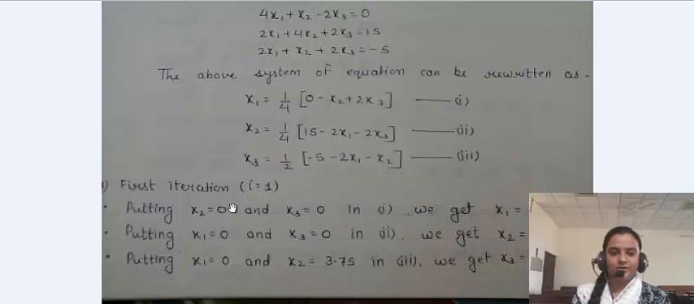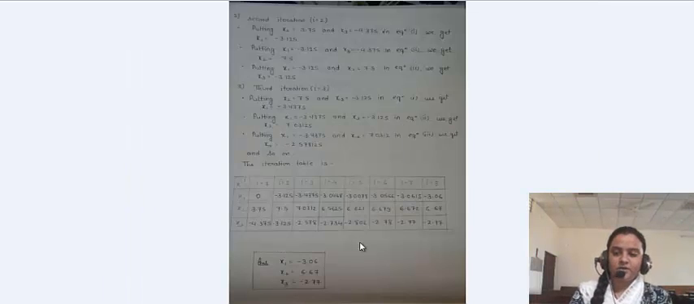In the first iteration, that is i is equal to 1, we put x2 is equal to 0, x3 is equal to 0 in equation 1. So from there, we get x1 is also equal to 0. Again, putting x1 is equal to 0 and x3 is equal to 0 in equation 2, we get x2 is equal to 3.75. And now putting x1 is equal to 0 and x2 is equal to 3.75 in equation number 3, we get x3 is equal to minus 4.375. So this is what the first iteration is.